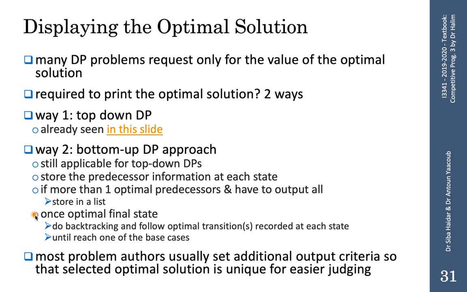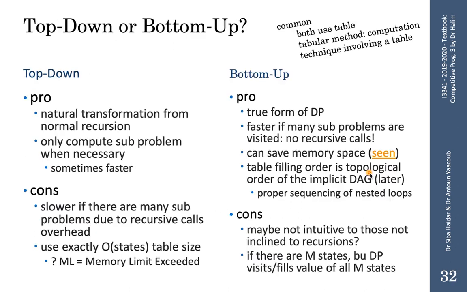in one variable. And once you reach the optimal final state, you can do the backtracking and follow the optimal transition or transitions recorded at each state until you reach one of the base cases, and then you will print it. Most problem authors usually set additional output criteria so that the selected optimal solution is unique. So they will tell you the last one, the first one, the one with the most, etc., so that it will be easier for them to judge instead of listing all the solutions.